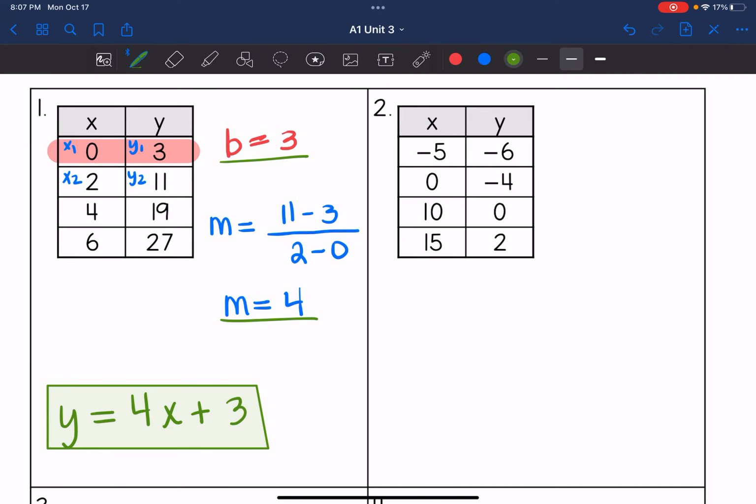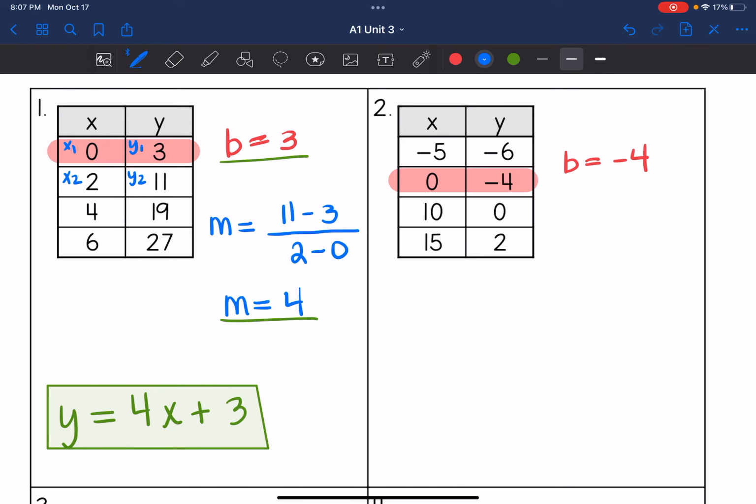Okay, let's look at example 2 now. First thing we want to do is find our y-intercept. Just be careful here because I see zeros in 2 spots. So these are our 2 intercepts. One is the x-intercept and one's the y-intercept. Wherever x is 0, this is the one that we want. So this one here is our y-intercept. Right next to it, I'm just going to write b equals negative 4.